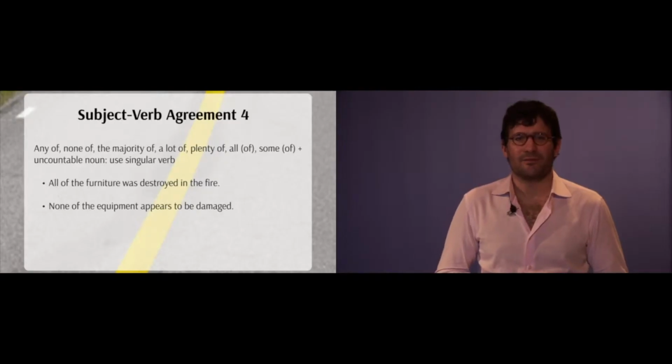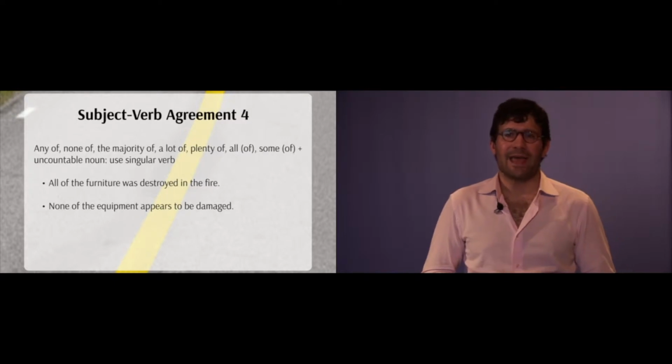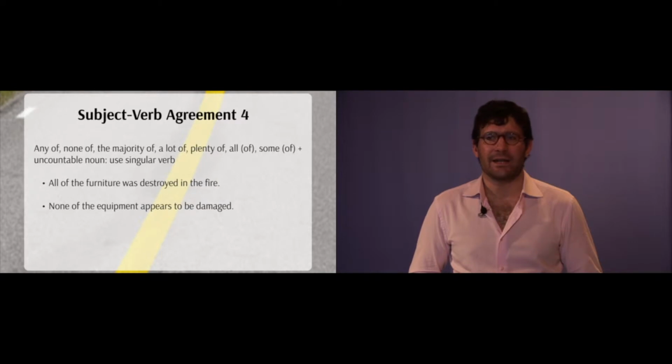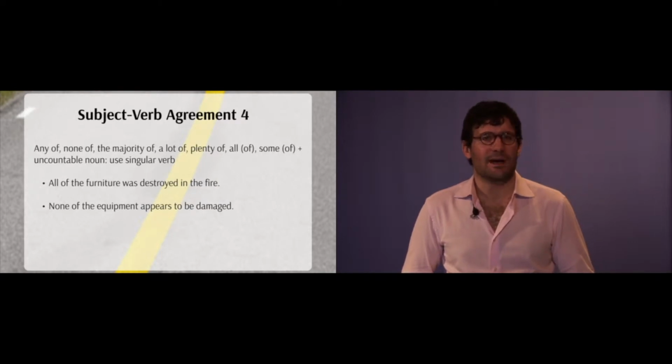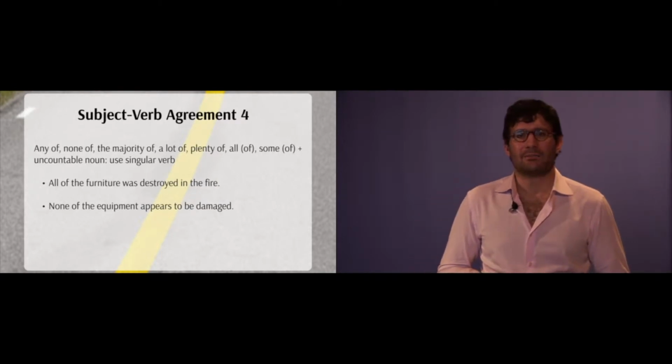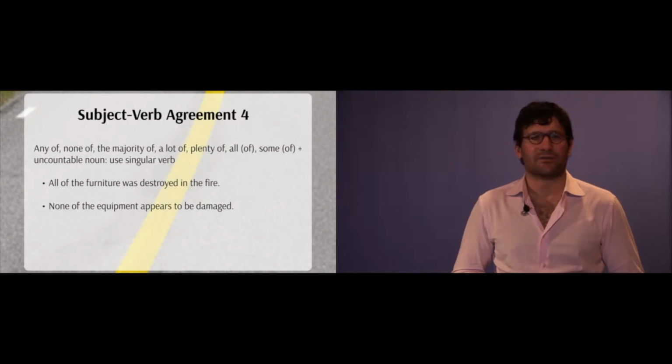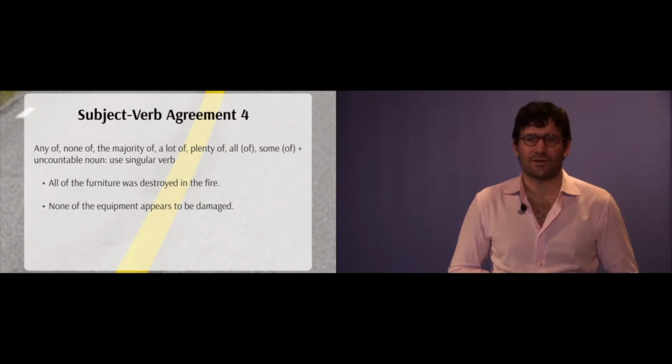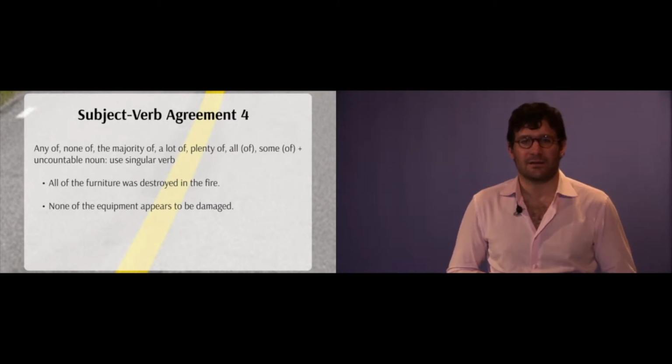Let's pick up where we left off last time. If we have any of, none of, the majority of, a lot of, plenty of, all of, some, or some of, plus an uncountable noun, we use a singular verb. All of the furniture was destroyed in the fire. Furniture is an uncountable noun. We don't say furnitures in English. The furniture was destroyed in the fire. All of the furniture was destroyed in the fire.